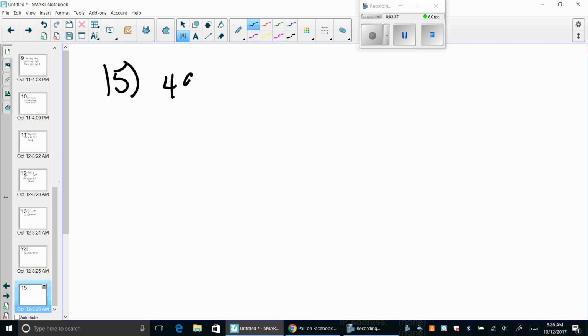All right, 15 is 49x squared plus 16. This doesn't have a GCF, and it also isn't a difference of squares because there's a plus here. So this one is prime. It would have to have a minus in between here to be able to be factored.